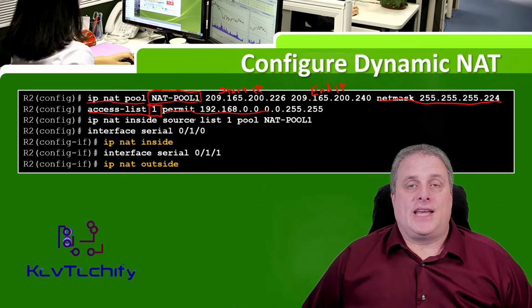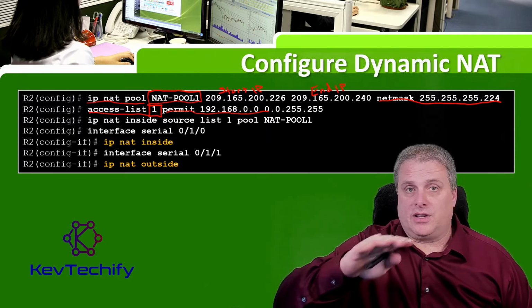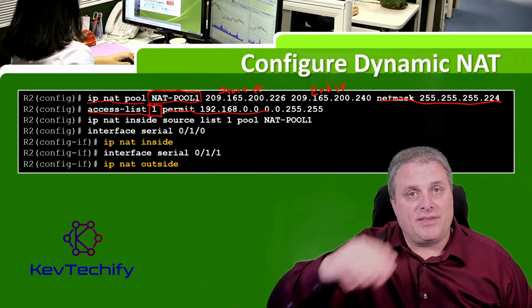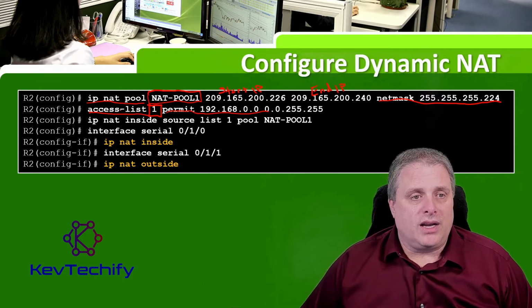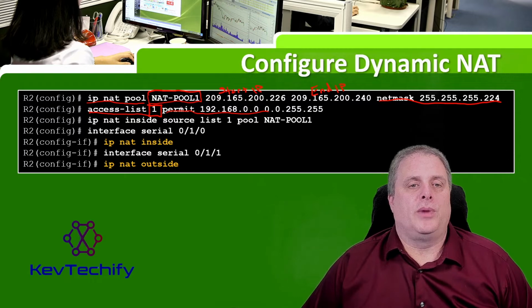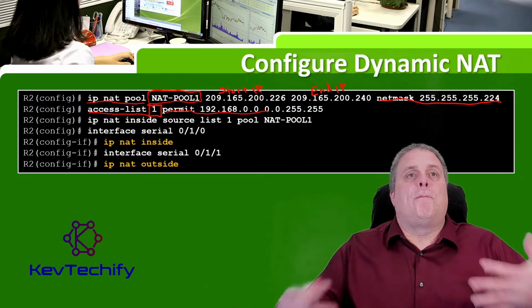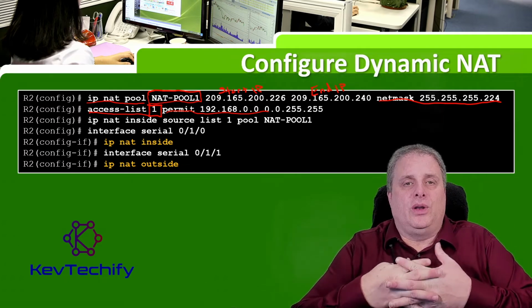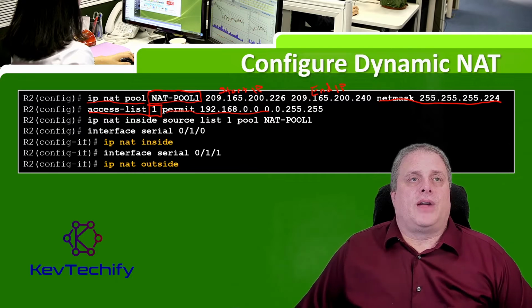Once again, make sure you always have a permit in there, because if it doesn't match a permit statement, or it doesn't match any statement up above it, we have that implicit deny at the end. Once we have our pool defined, once we have our access list permitting who can use our network address translation, we need to bind those two together. We need to bind the access control list with the pool of addresses.